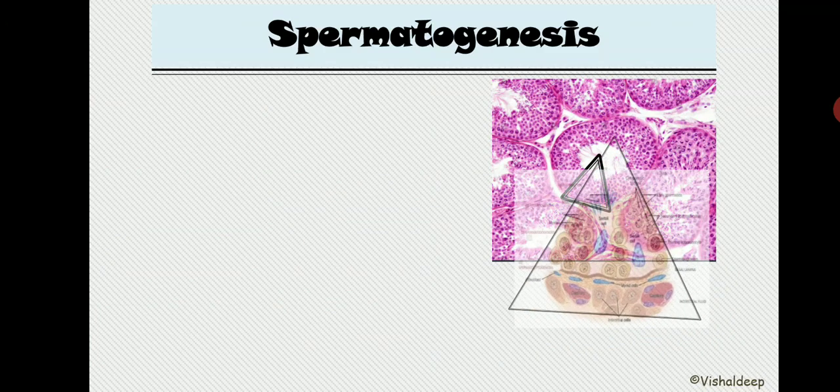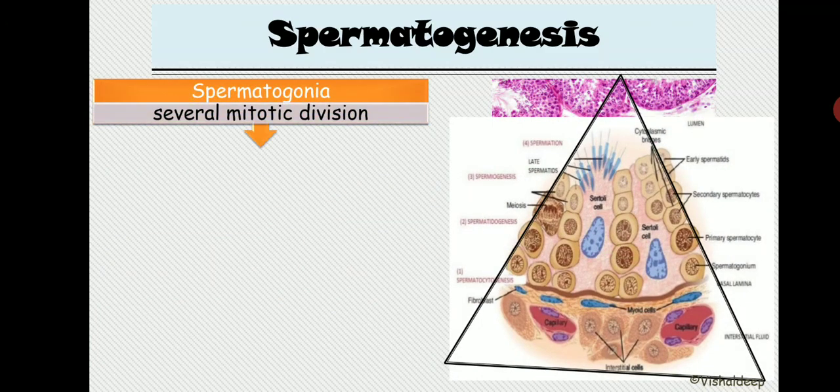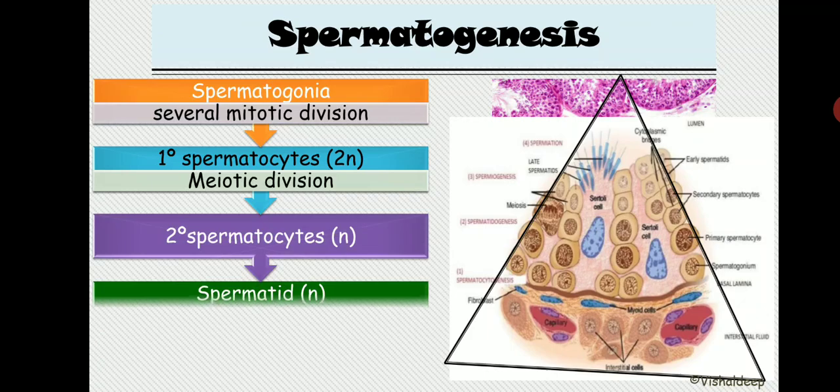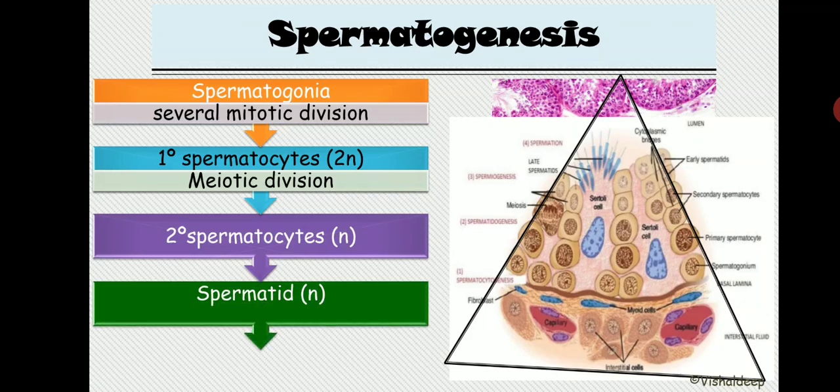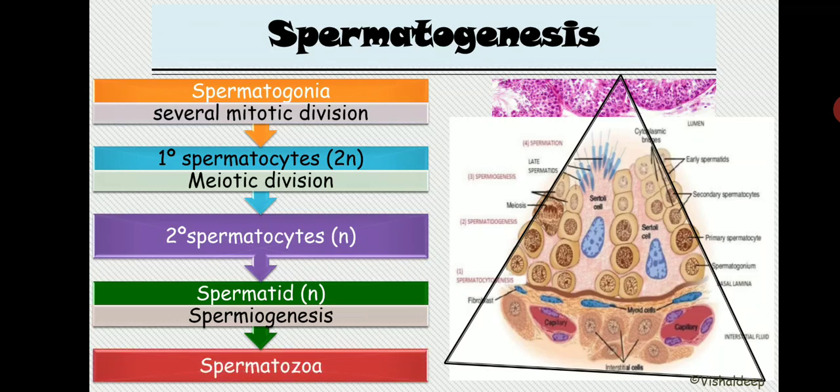Now this is the entire sequence of events. One more time: spermatogonia will make a primary spermatocyte. This primary spermatocyte will make a secondary spermatocyte. This secondary spermatocyte will make a spermatid, and after spermiogenesis it makes a spermatozoa. I give you the revision because it is asked in the exam, right? What is spermatogenesis, what is spermiation, and what is spermiogenesis, right?